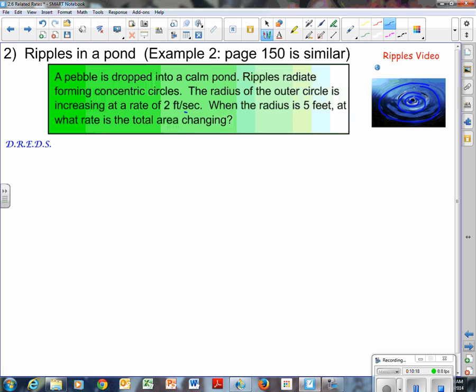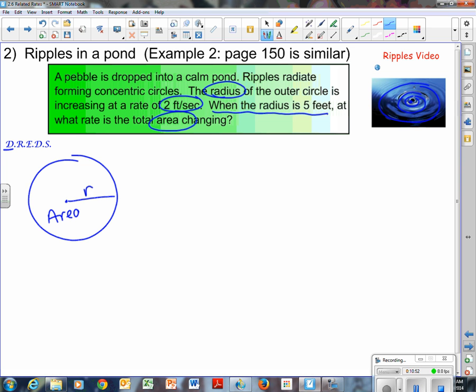So a few key words in here. Area, the radius of the outer circle is increasing at a rate of, and what else did they say? The radius is changing at 2 feet per second. So that's a given right there. And then when, this is at the precise moment, a snapshot idea. Let's talk about a diagram, not super important, it's just a circle. And we have a radius here. And then they talked about the area of this circle, correct?